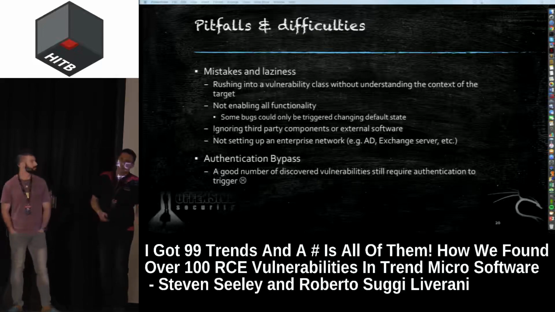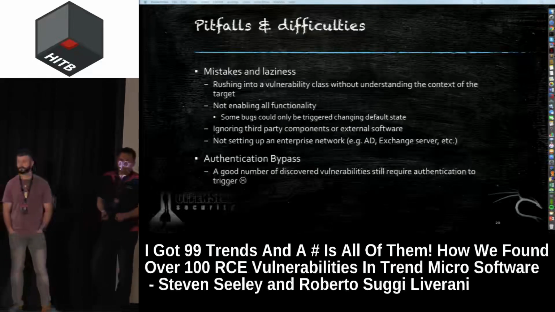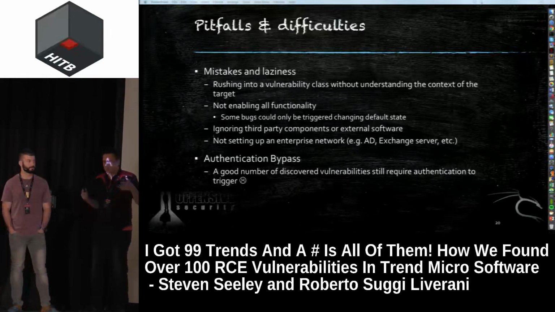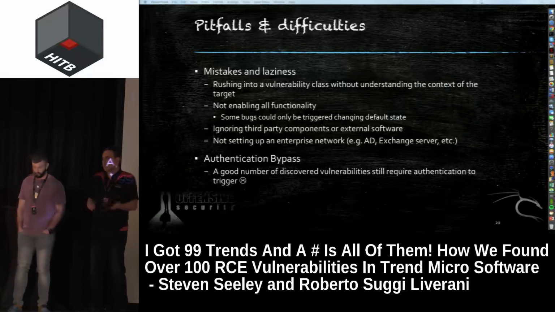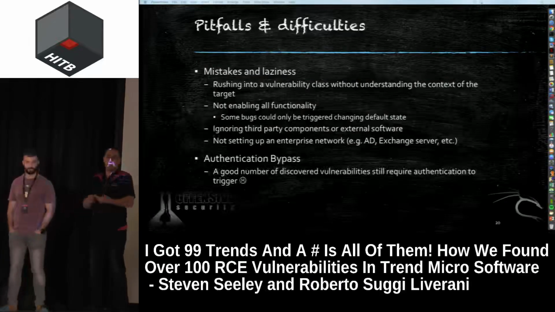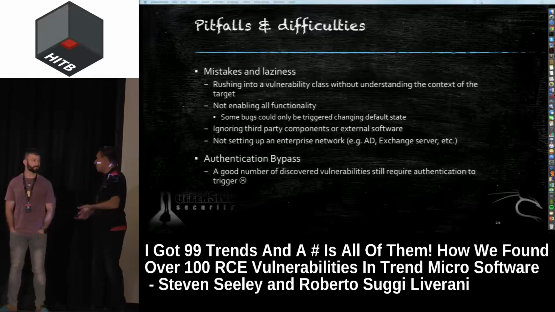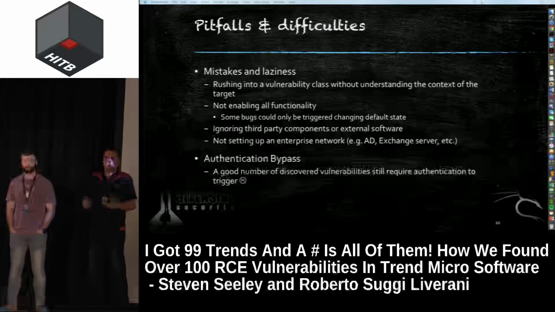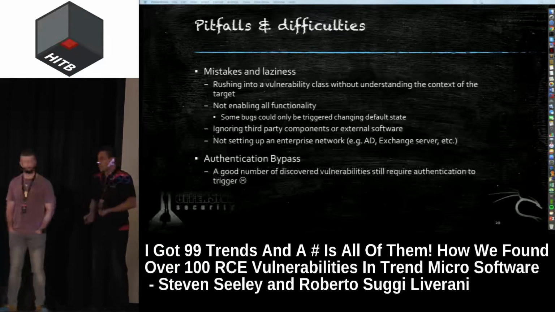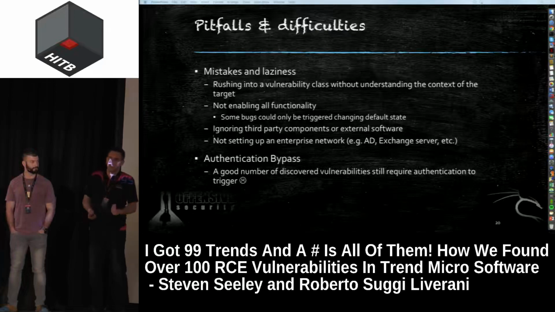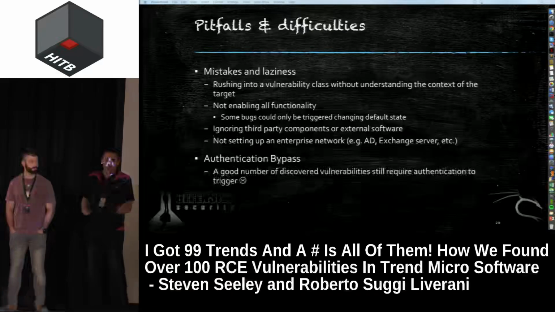And of course, mistakes and laziness from our side. One of the mistakes was that once we found, I don't know, SQL injection, we just jumped on the SQL injection and we forgot about all the rest. Then we found another page which was close to that, like OS command injection and so on. Sometimes we're so greedy to find only a class of vulnerability that we forget about the context of the application.